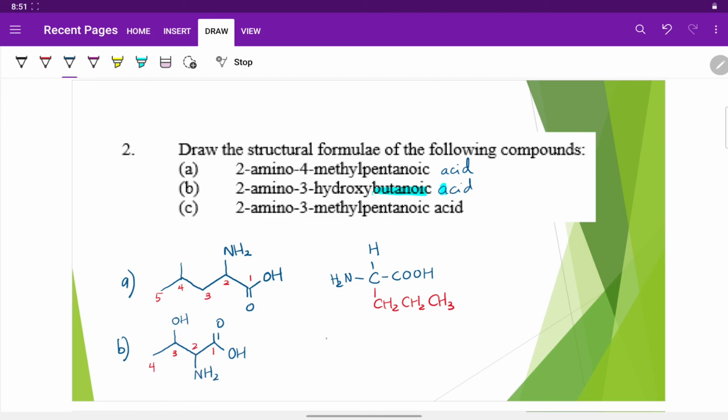Okay, and then last but not least, question C, 2-amino 3-methyl pentanoic acid. Okay, so pentanoic acid 2, 3, 4, 5 double bond O, OH. Okay, amino, carbon number 2 and H2. So 1, 2, 3 methyl dekat sini. Okay, so this is the structure for C.